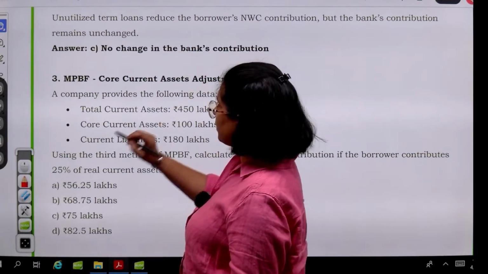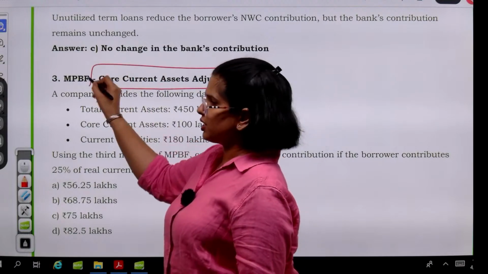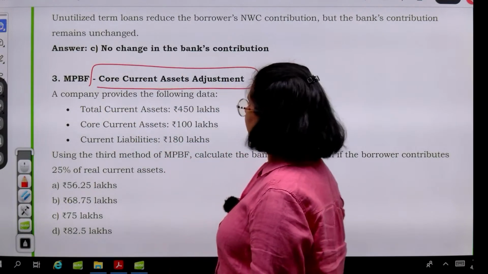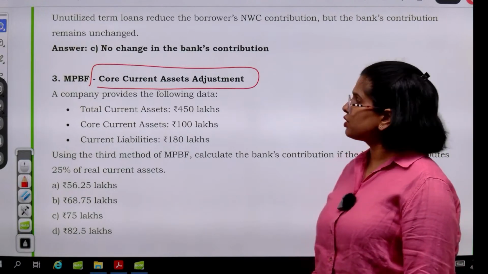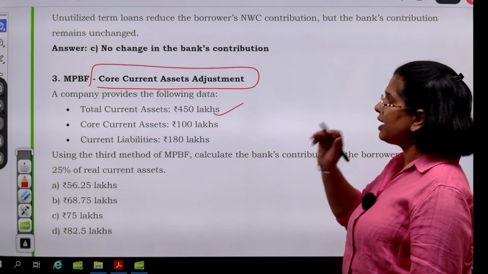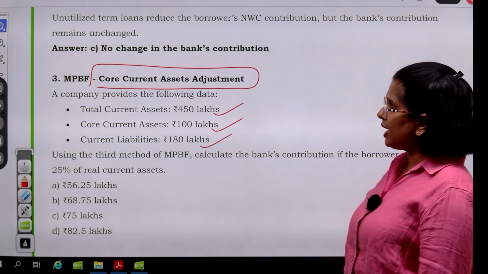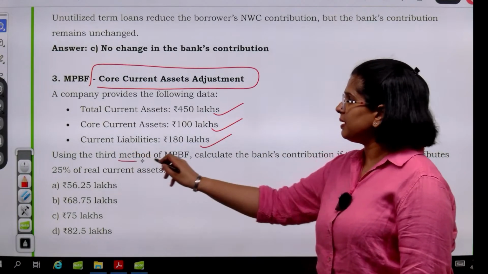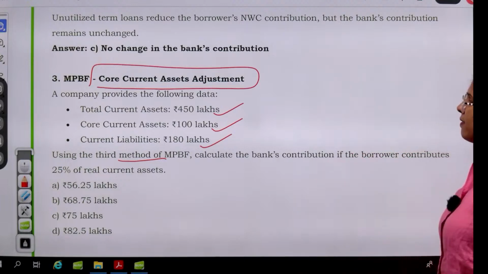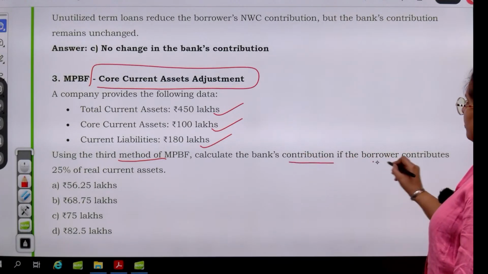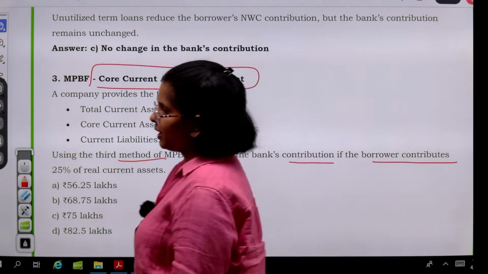Then you have another question. MPBF core current assets adjustment, right? So a company provides the following data: total current assets are 450 lakhs, core current assets 100 lakhs, current liability 180 lakhs, right? This third method means core current asset adjustment method. Here they have asked you to calculate the bank contribution if the borrower's contribution is 25% of the real current assets.